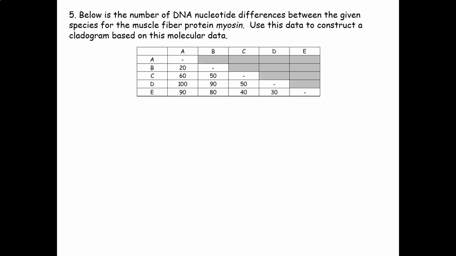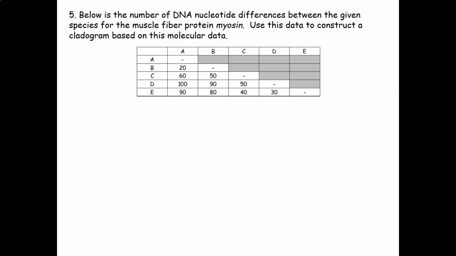So below in the table, we have the number of DNA nucleotide differences. All right, so how many things in their DNA sequence are not the same? Given the species, and in this case, we're just going to use some basic A, B, C, and D for a particular muscle fiber protein called myosin. So we're looking at, again, DNA differences, how much of their sequence is different between the given species that we're looking at. And in this case, we're just going to use those general letters for this particular protein.